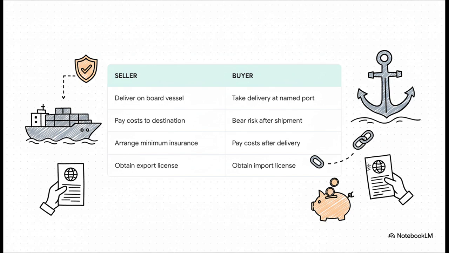Next up is CIF. It's basically CFR's twin, with just one key difference: insurance. The I in CIF stands for insurance. So the seller still pays for the freight, but they also have to buy a basic insurance policy to cover the buyer's risk during the trip. But remember, even with insurance, the risk itself still transfers to the buyer back at that port of origin.